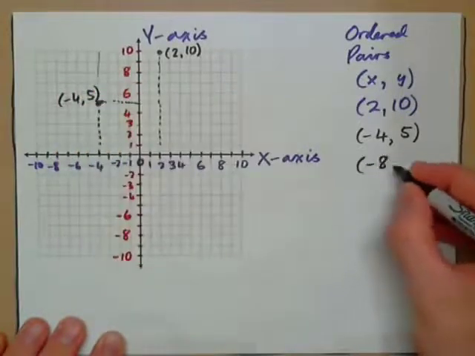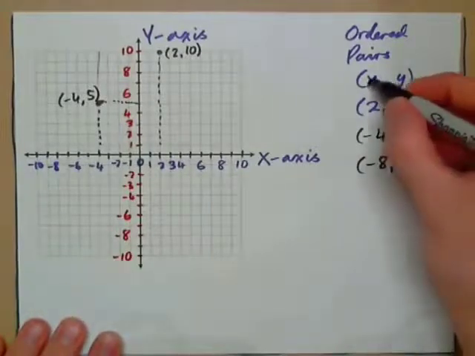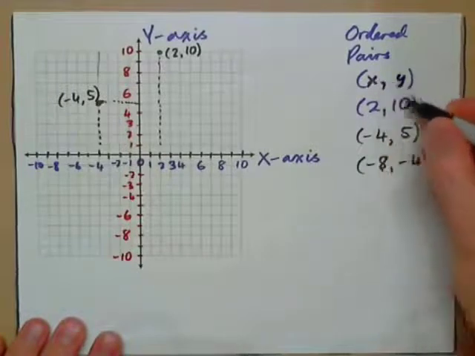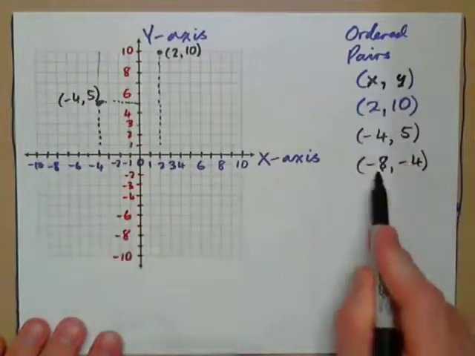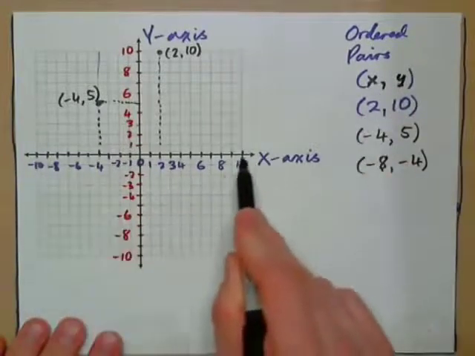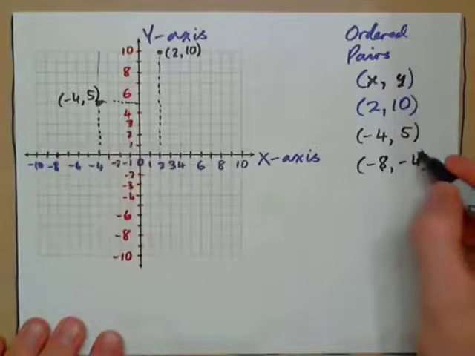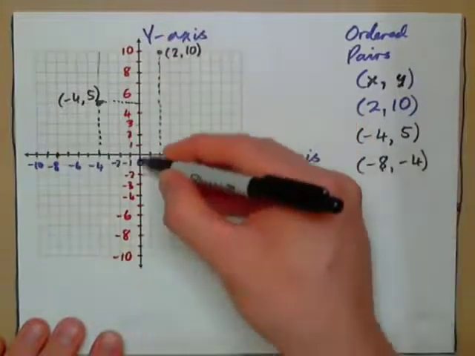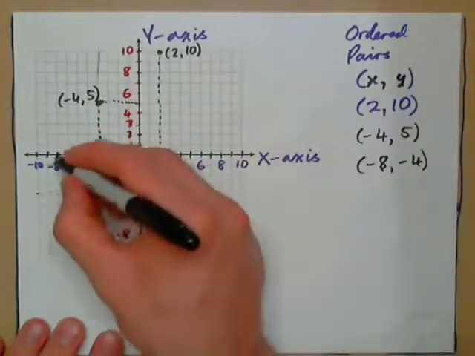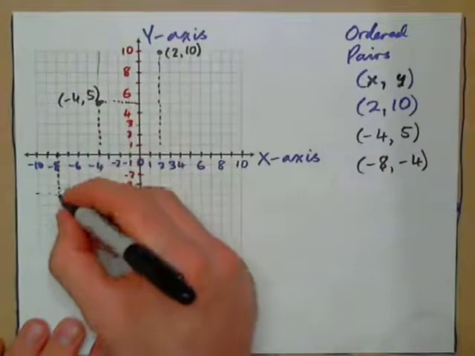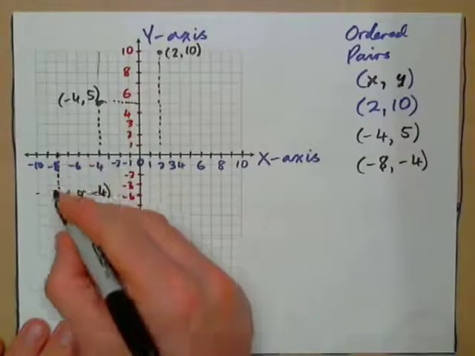How about negative 8, negative 4? Now every point, remember, is x, comma, y. So x is negative 8, y is negative 4. So go to the x-axis and find where x is negative 8. Right here, isn't it? And then find where y is negative 4. Where is y negative 4? It's right here, isn't it? So when y is negative 4 and x is negative 8, that intersects right here. Negative 8, negative 4. X is negative 8, y is negative 4.